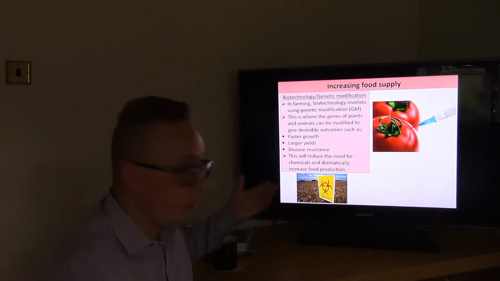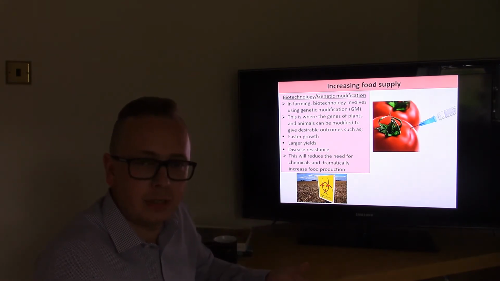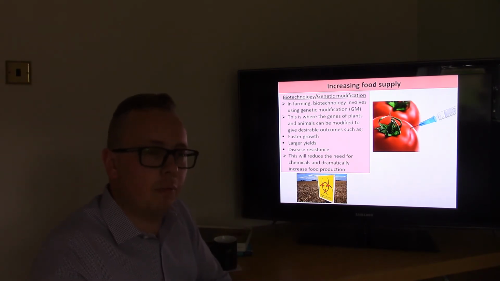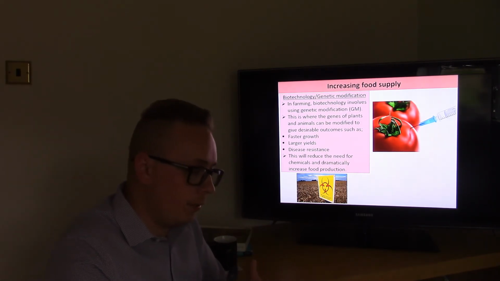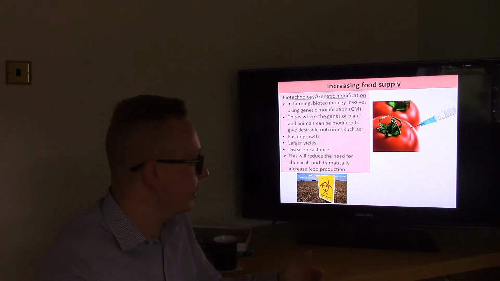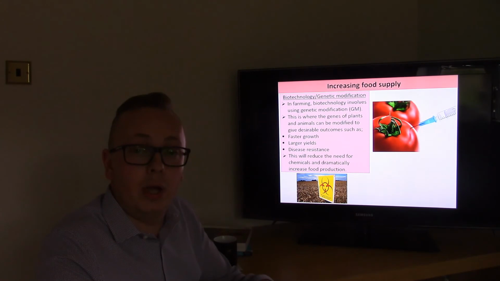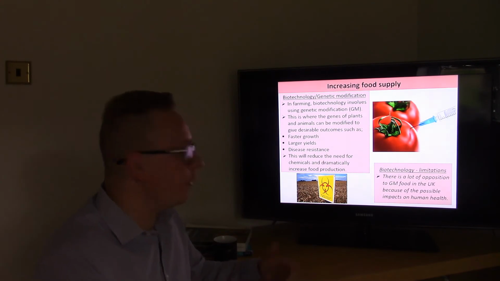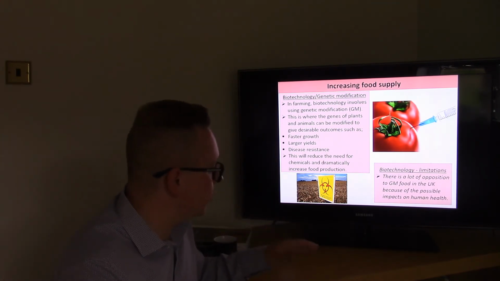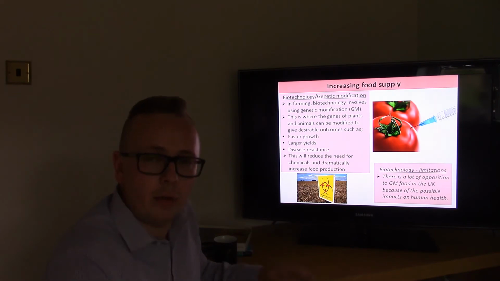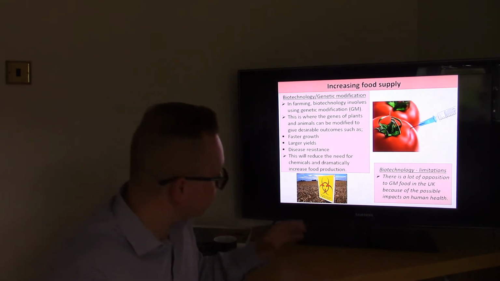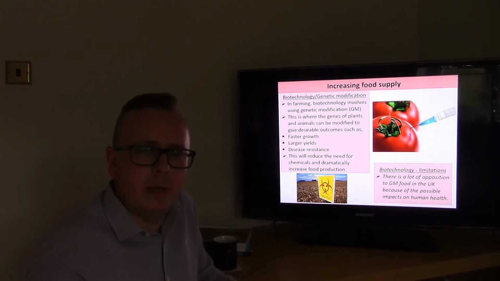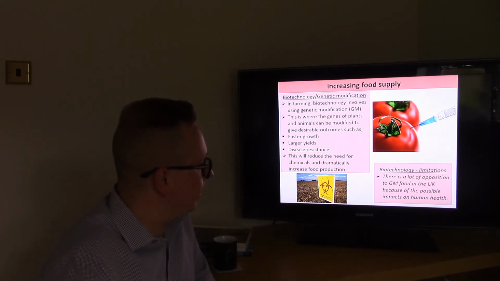Another benefit of this is it will reduce the need for using chemicals. Instead of spraying the land with fertiliser, the crops can grow well without fertiliser. Or if they're struggling from a particular disease and we have to spray chemicals to kill pests that transfer the disease, if they're genetically modified to be disease resistant, then we don't need to use those chemicals. However, there is a lot of opposition to this, potentially because of the unknown human health impacts that eating GM foods could have, and also the moral argument about genetically changing plants and animals.